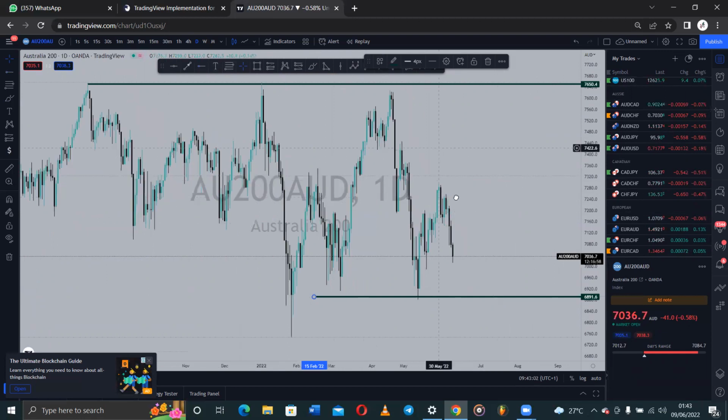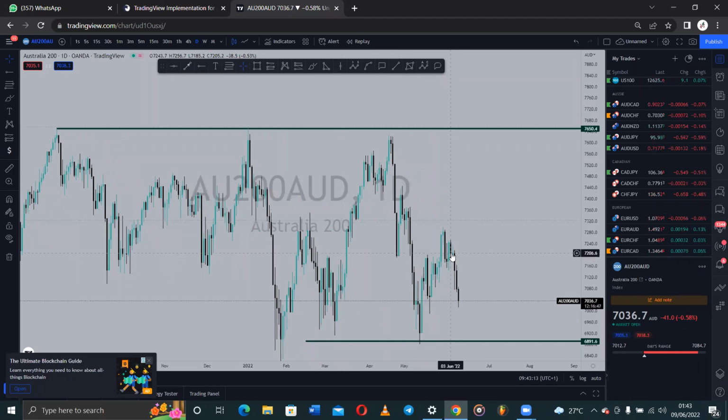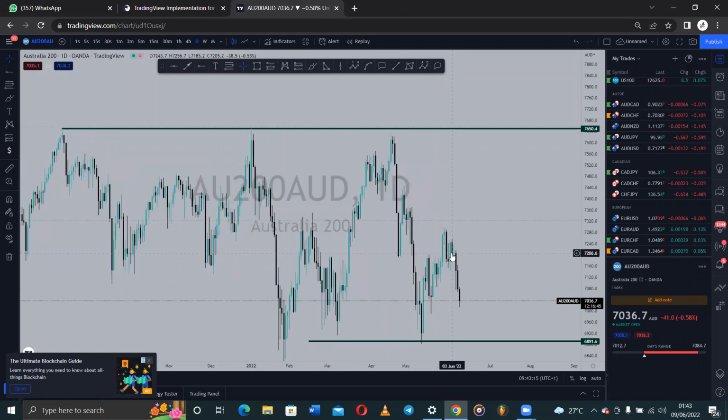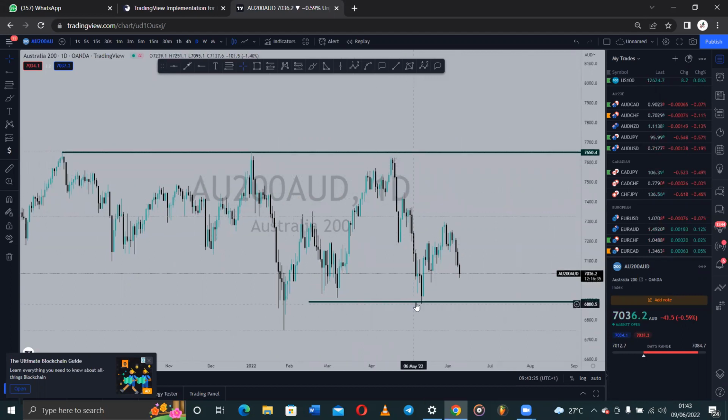So now, if you do any analysis on this pair and find out that this index is likely going to go up, it means AUDCAD is going to go up. I don't know if you get what I'm trying to say. Now, as you can see, this is an equal high, even up to three, a very good liquidity zone. And then we have the equal low here.